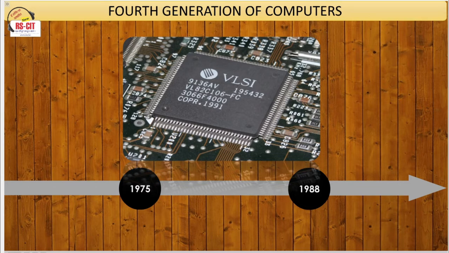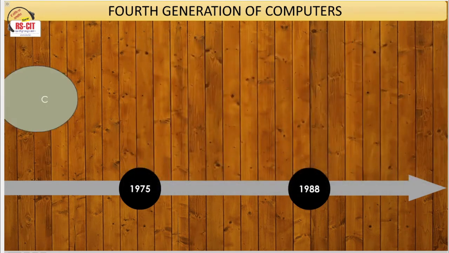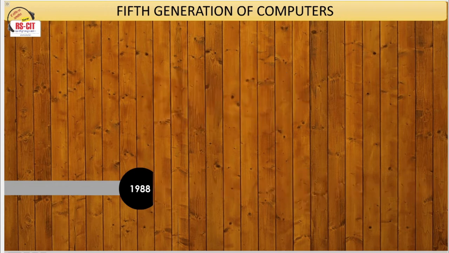The size of the computers reduced, which gave rise to the new name, desktop computer or personal computer. In this generation, the concept of time sharing, real-time processing, and distributed operating system was used. New high-level languages like C, C++, and databases were used in this generation.